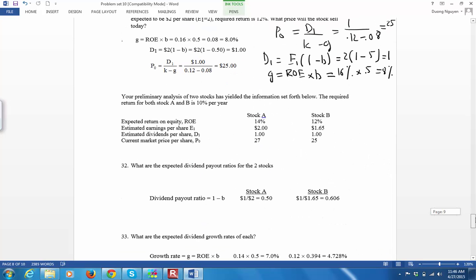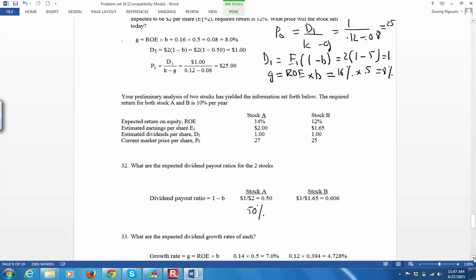Number 32. Alright, what is the dividend payout? Company A has earnings $2 and pays dividend $1. So payout is dividend over earnings, which is 50%. Company B has dividend $1, but earnings is only 1.65, so payout is 1 over 1.65, equal to 60.6%.